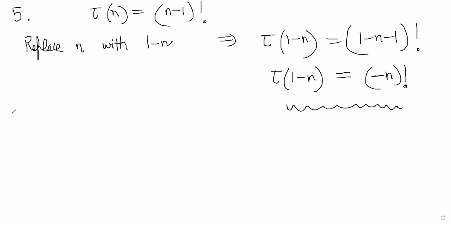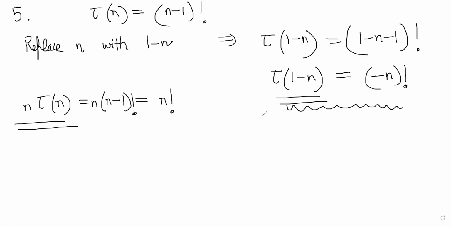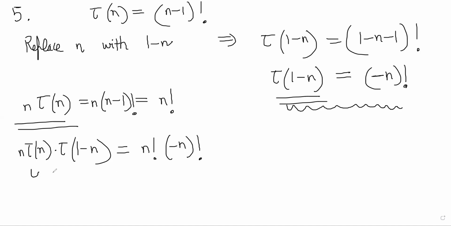So if I say n times gamma of n, that will become n times n minus 1 factorial. That is simply n factorial. So if I take this result and multiply it with this result, I'll get n times gamma of n multiplied by gamma of 1 minus n should be equal to n factorial times minus n factorial, right? Correct? So this is actually the reflection formula that I was talking about earlier.